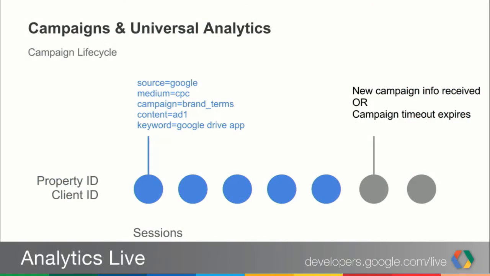You can configure at the property level how long you want campaign information to stay valid, and I'll show you in a sec how to do this. By default, it's 6 months. So if I clicked on an ad 6 months ago and I come back at 6 months and a day, I'll show up as direct after that point because the timeout has expired. You can change that, so I'll show you how in a sec. When one of those things happens, that's when the campaign information stops being valid.